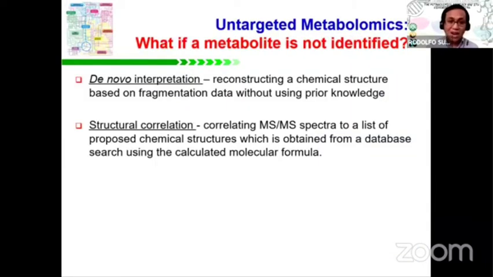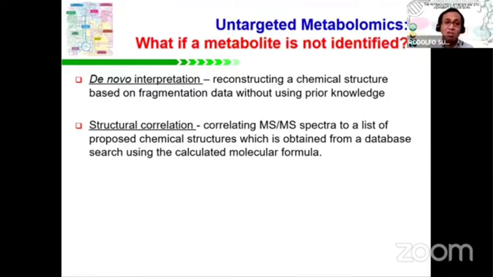So that is why you need to do another approach, especially if you're not able to identify a particular metabolite. What can be done? Then you will have to rely on your knowledge of mass spectrometry, or possibly NMR spectroscopy. So this requires high-level skills: the de novo interpretation, where you reconstruct a chemical structure based on fragmentation data without prior knowledge of them.